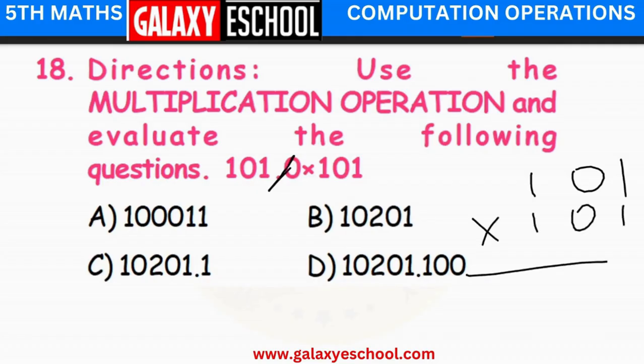101 into 101. Now 101 into 1 becomes what? 101. Now new number with a 0. 0 into anything becomes what?